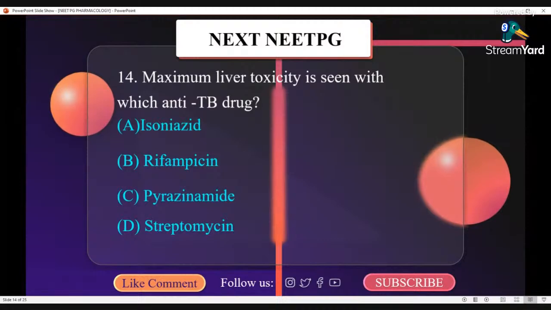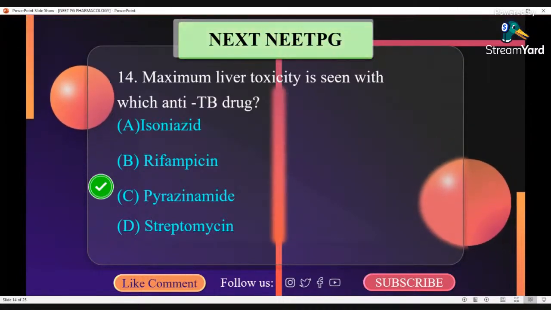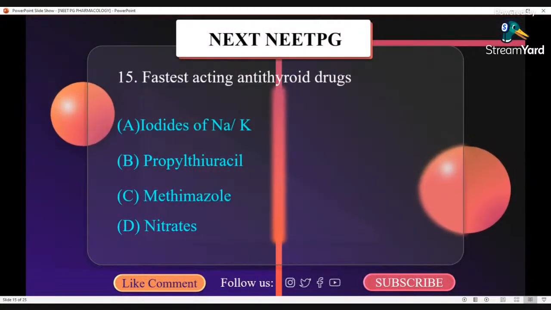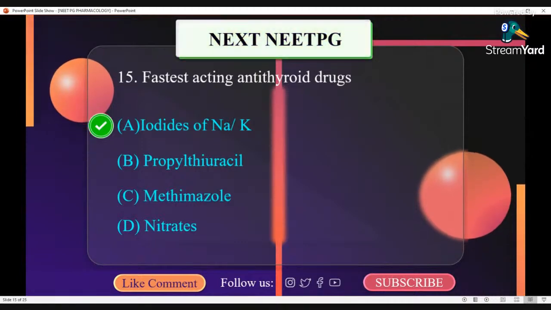Maximum liver toxicity is seen with the anti-TB drug pyrazinamide. Fastest acting antithyroid drug is iodide of Na and K.